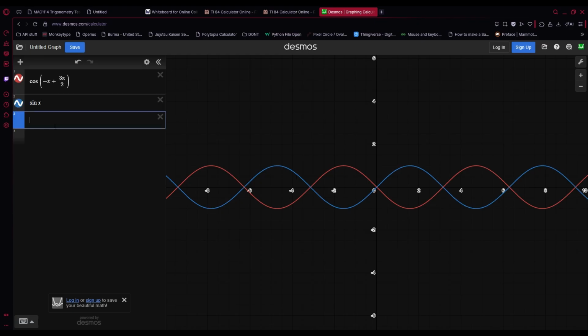So what we ended up doing is we took the original cosine x and shifted it 3 pi over 2 to the left, and then we ended up all the way out here. We took the original cosine function and shifted it 3 pi over 2 to the right. We ended up with this structure here. And so what this is equal to is not sine, but negative sine.